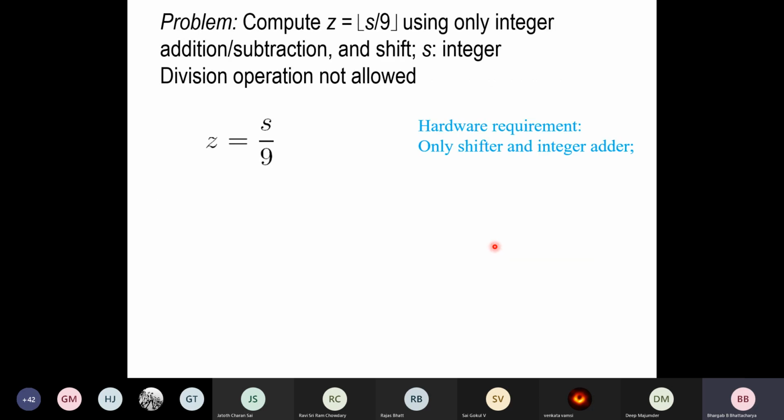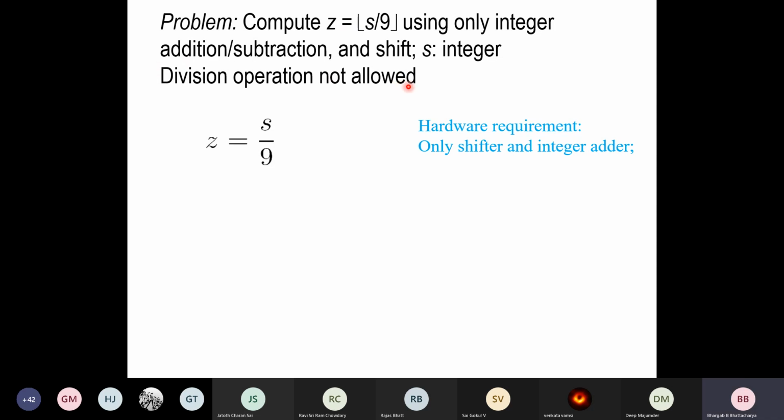Well, so this is the problem. There you have an integer S. I want to compute S by 9, divide by 9, and maybe take the floor of that, using only integer operations: addition, subtraction, and shift. S is an integer. Don't use the division operation or division instruction.